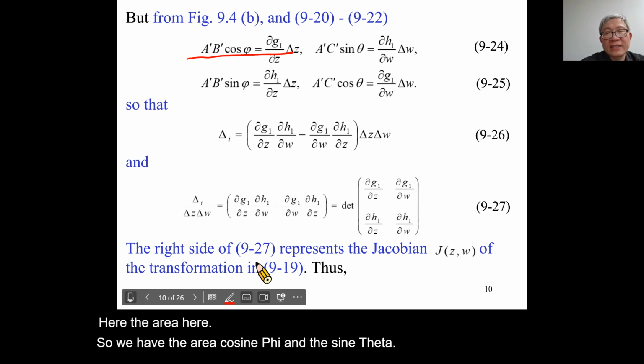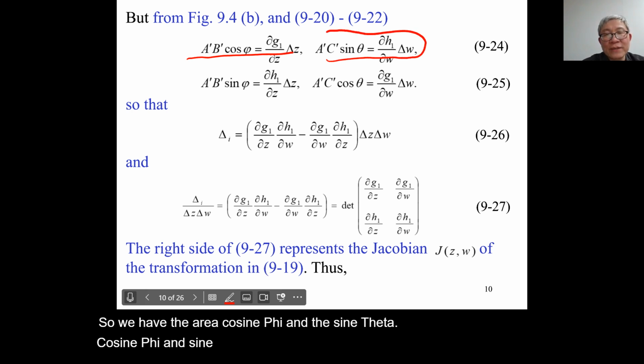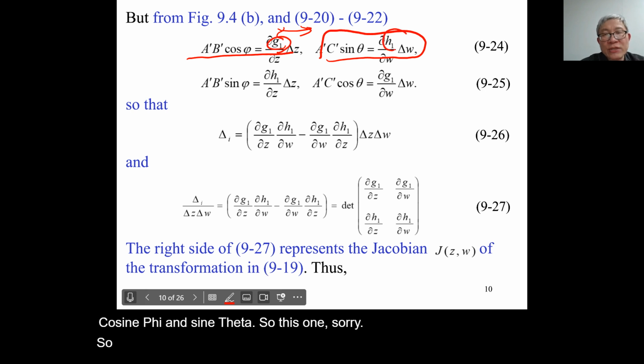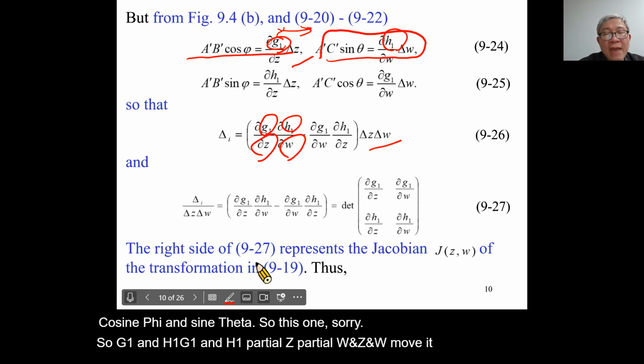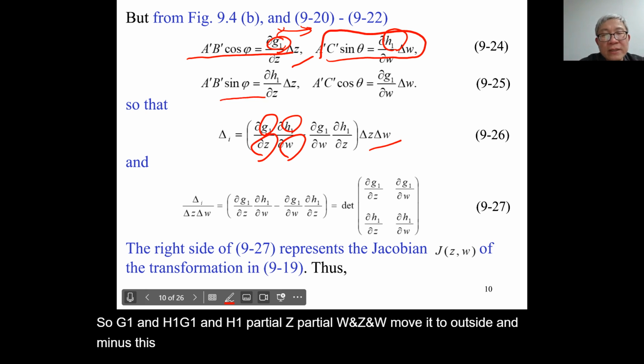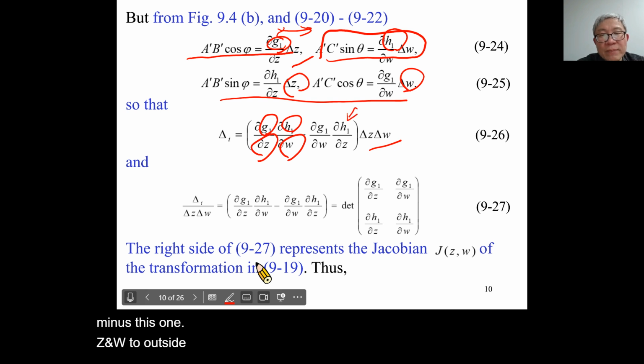Cosine phi and sine theta. So this one, sorry. So G1 and H1, partial Z, partial W. And the Z and W moving to outside, and minus this one. Z and W to outside, this one, H1 with respect to Z, and the G1 with respect to W.